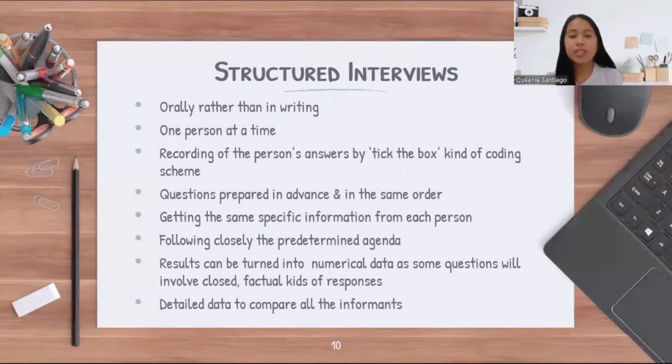Structured interviews are conducted orally rather than in writing, one person at a time, with recording of the person's answers by a tick-the-box kind of coding scheme. Questions are prepared in advance in the same order, getting the same specific information from each person, following closely the predetermined agenda. Results can be turned into numerical data as some questions will involve closed, factual kinds of responses. It gives detailed data to compare all the informants.